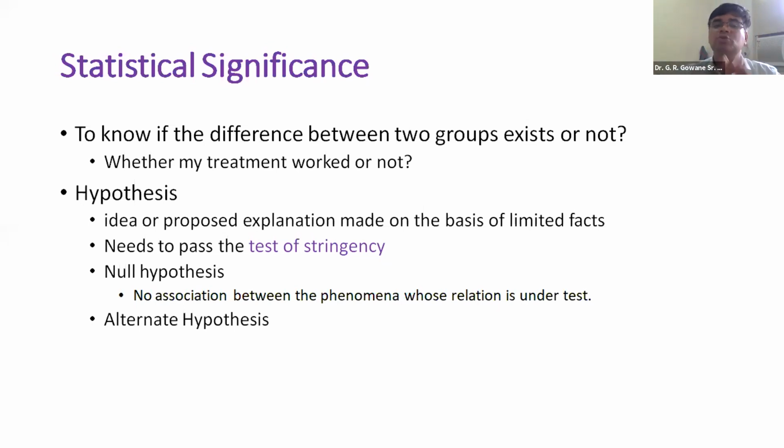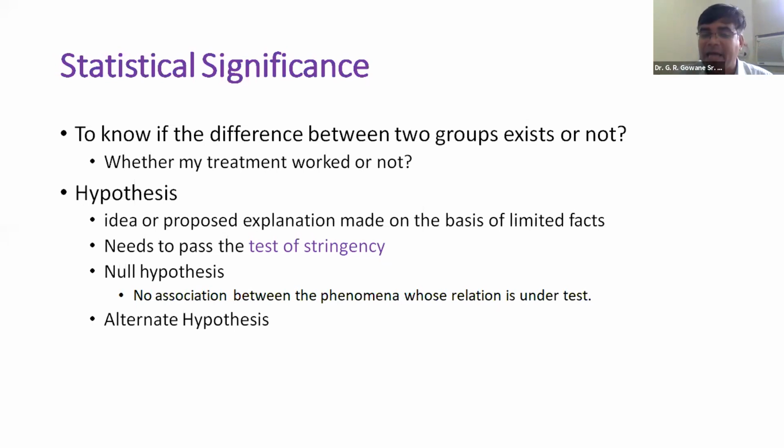Once you are okay with it, you need to construct a null hypothesis. A null hypothesis is basically a negative statement which tells you that there is no association between the phenomena whose relation is under test. Suppose you have a drug to be tested, you say that my drug does not have any impact on a particular disease. This is a null hypothesis. That means if you have two different groups, one with the placebo and another with the drug, we say that my drug and placebo are equal. There is no difference between my drug and the placebo. So that is a null hypothesis.